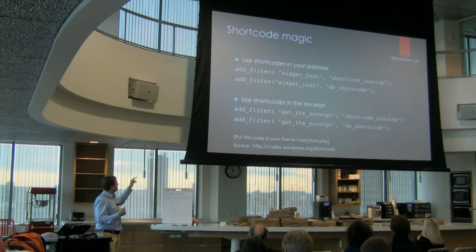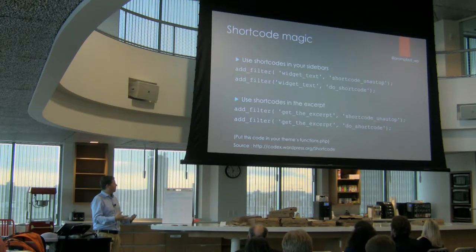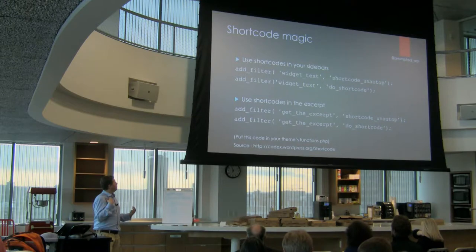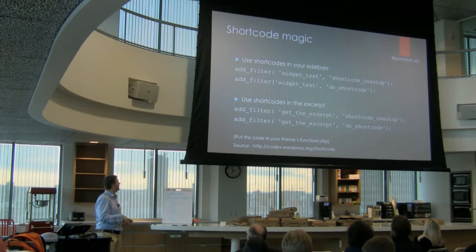And then the second example being using shortcodes in the excerpt. You might have some functionality in your post, but when your site displays the excerpt, you lose that functionality, you lose that formatting. And if you try to put a shortcode in the excerpt, you'll see it's a string with the square brackets, and in fact, it's not very good on your site at all.